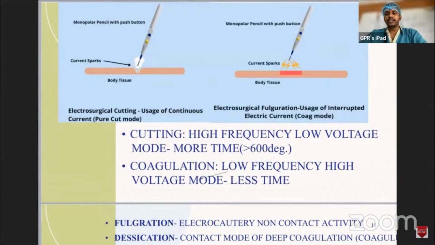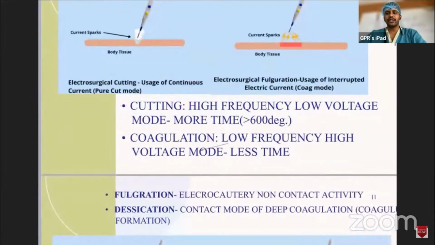Whenever coagulation is concerned, it uses a low frequency and high voltage current, which needs less time to act, which causes coagulation to happen. This is similar to what we do in our day-to-day practice when we boil an egg, which contains protein. When we boil it, it solidifies, which is also known as coagulation.